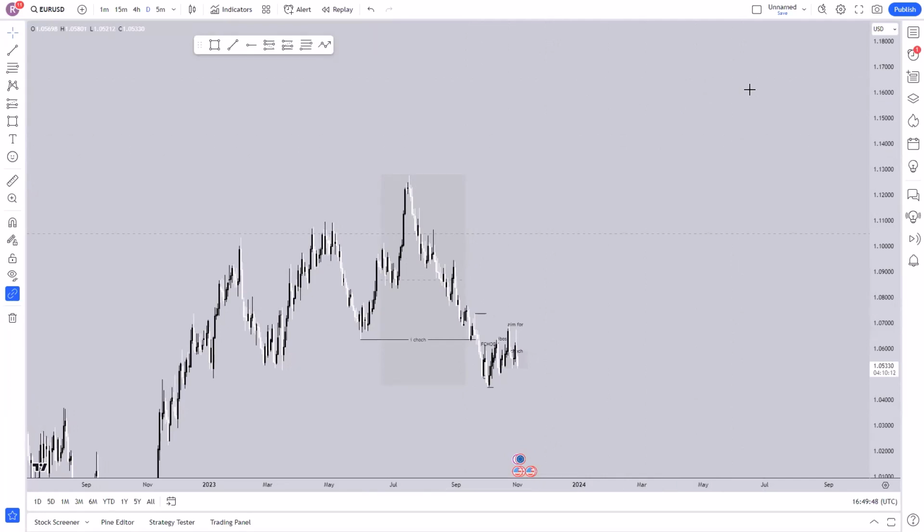Exactly, it is a load of money. As a scalper, what time frame do you recommend to play with?